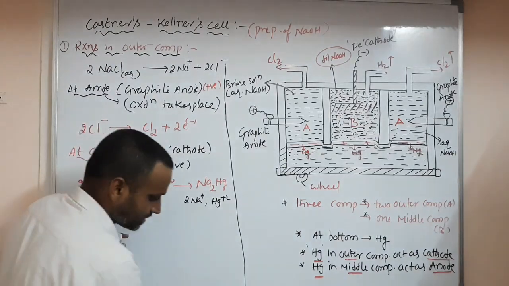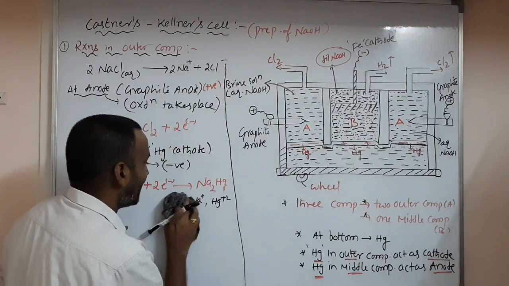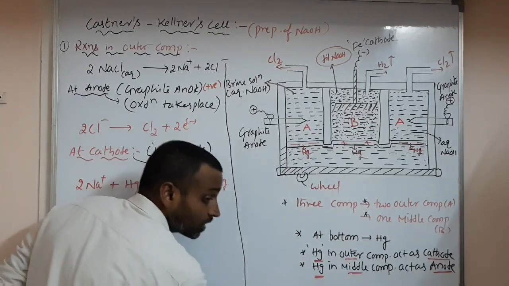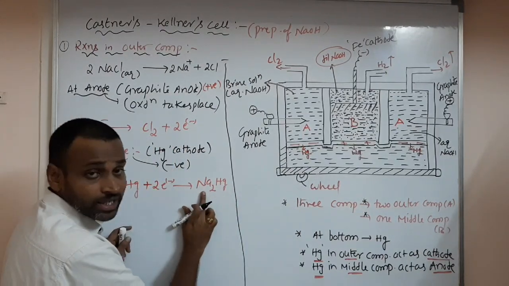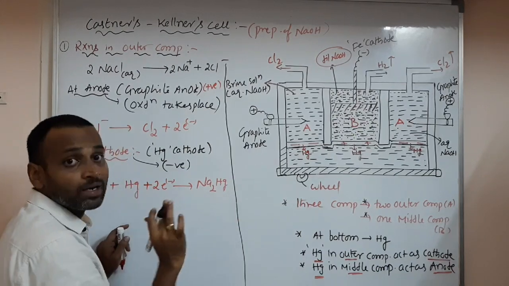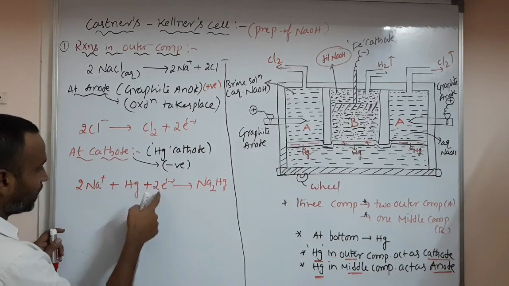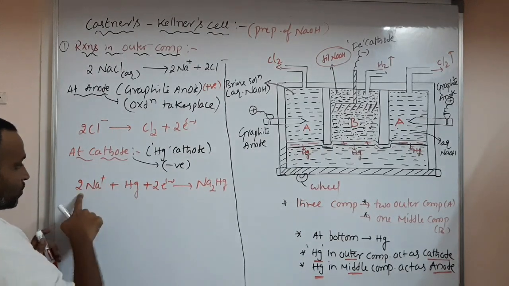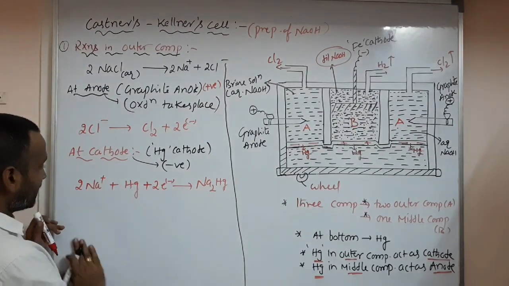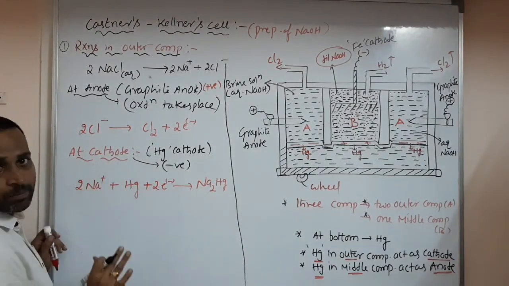Hg minus, both are metals and they are forming alloys. Na2Hg. No charges, no oxidation state for this sodium and mercury. Simply alloy, sodium amalgam. Because Na plus takes 2 electrons: 1 Na plus 1 electron, 2 Na plus 2 electrons. So these are the reactions in outer compartments.